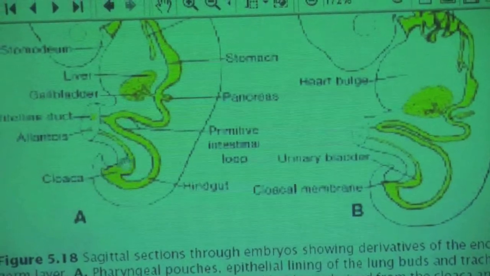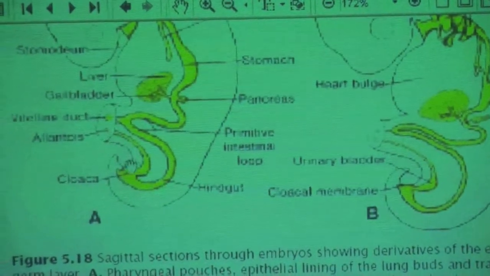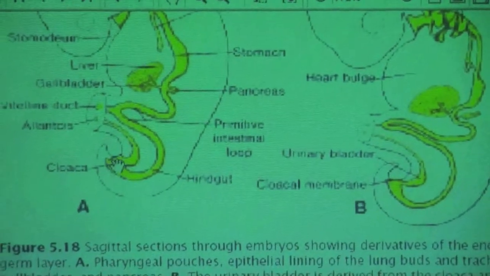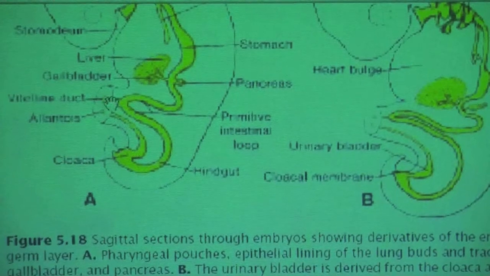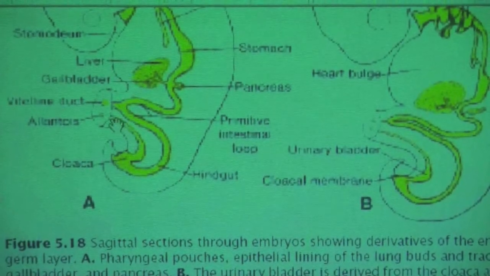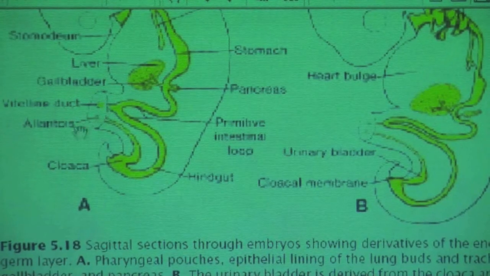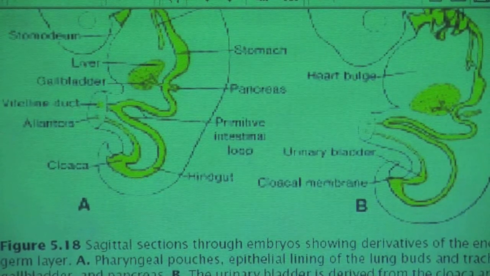the vitelline duct. And this is allantois. Can you see this allantois? This part will become the bladder in future. This is the vitelline duct, this is allantois, both are present in the umbilical cord here.